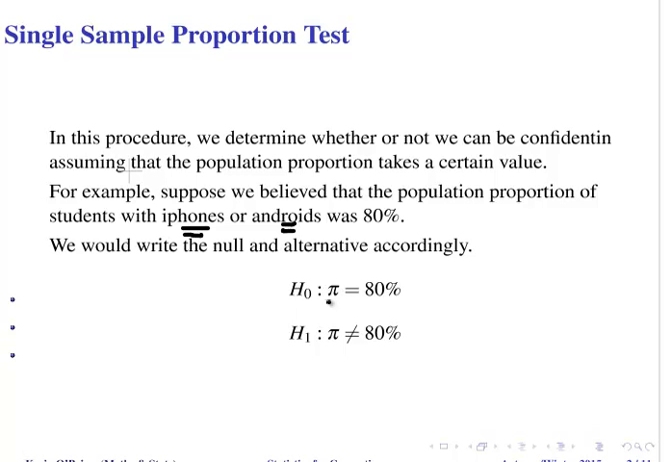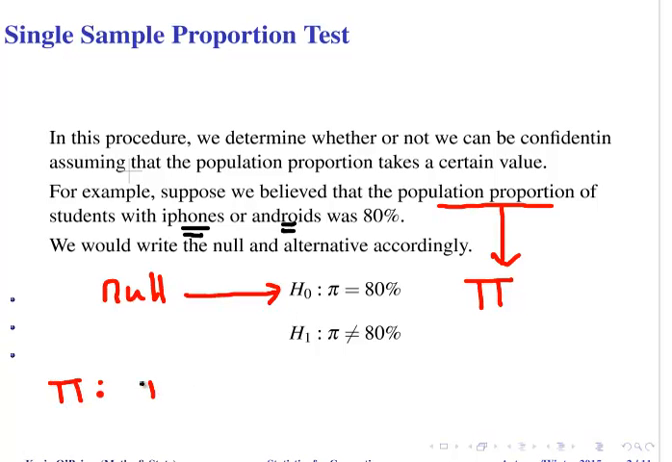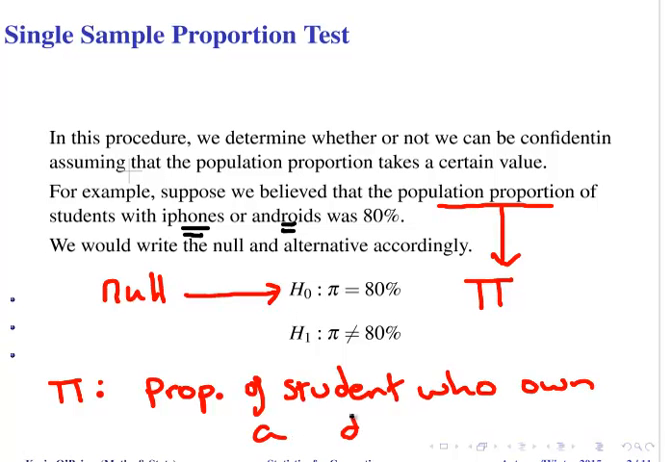What we would do first off is state a null hypothesis and an alternative hypothesis. The null hypothesis is H0: pi, where pi is the population proportion, equals 80%, and the alternative is pi not equal to 80%. Pi is the population proportion of students who own a device. Make a little statement like that when you write null and alternative hypotheses.